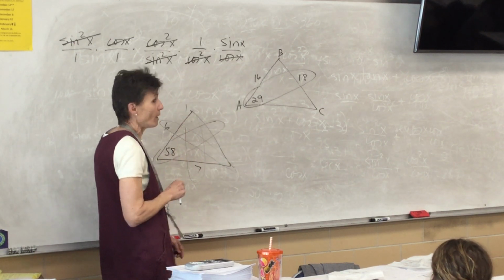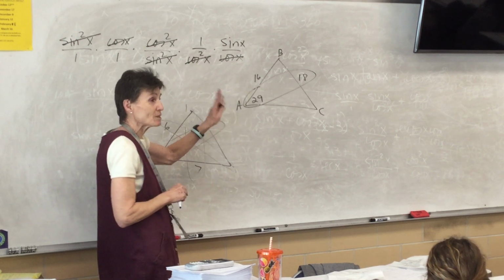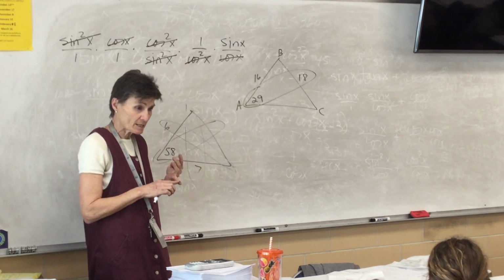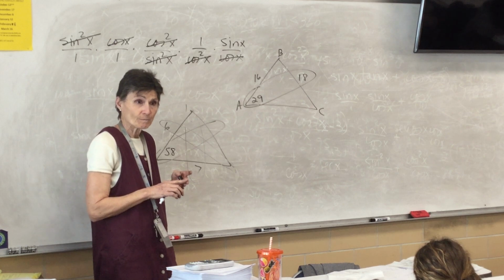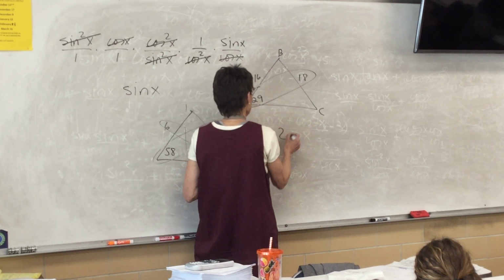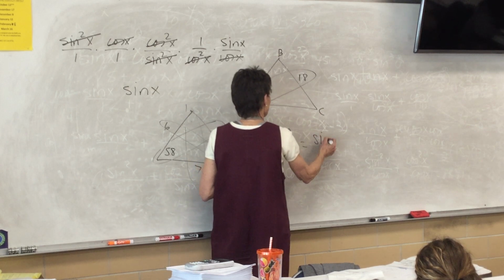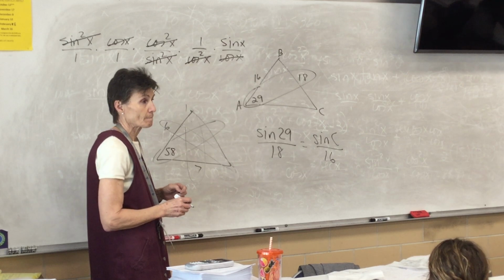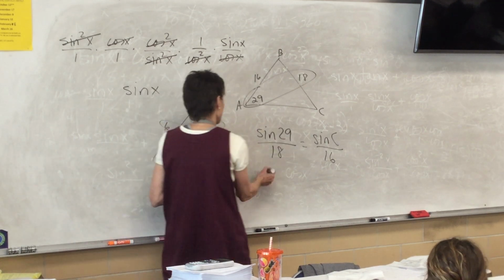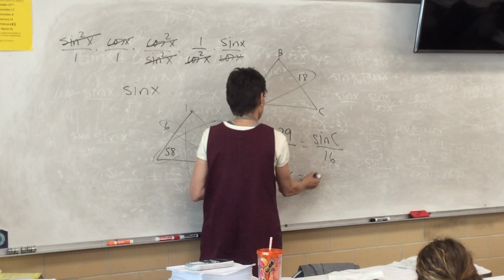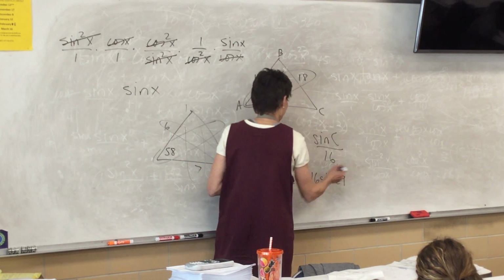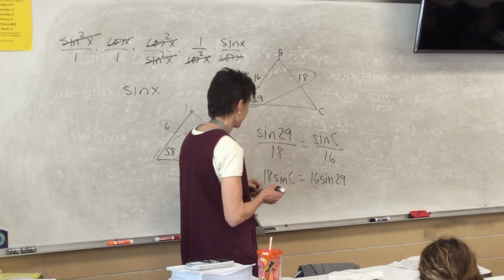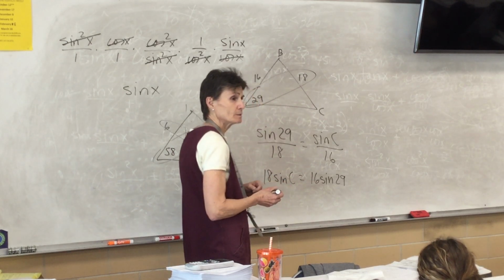All right, let me go ahead and finish this problem since I drew it up here. This one is how many triangles are possible. So you're not solving it all the way. You're just figuring out if there's 0, 1, or 2, right? So here we go. Sine 29 over 18 equals sine C over 16. So let's cross multiply, divide, and type it into our calculator and see if we can all do that. Because that's what you're going to have to do tomorrow, or whenever we take our test. I think it is tomorrow. It is.